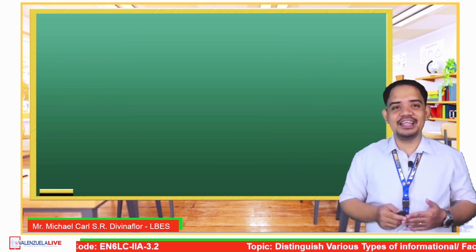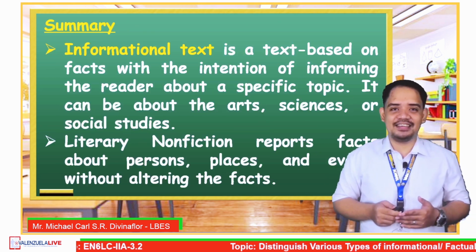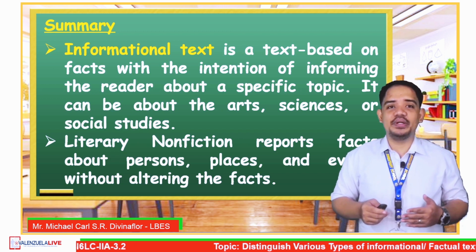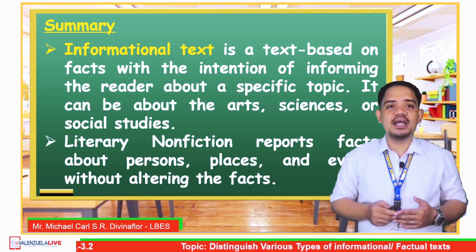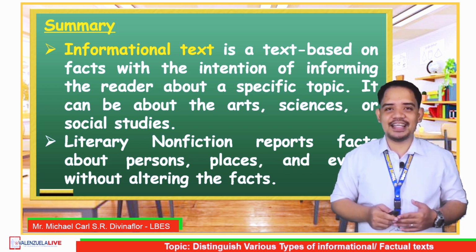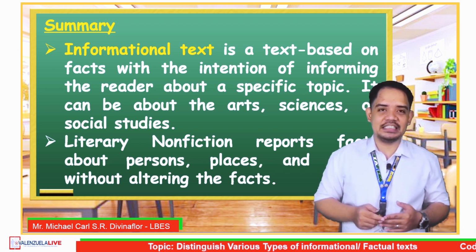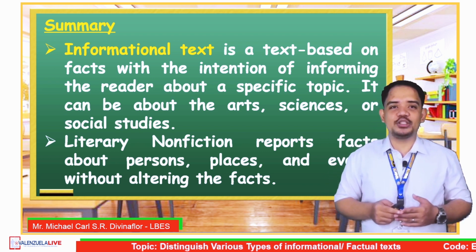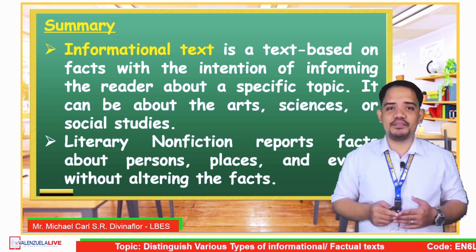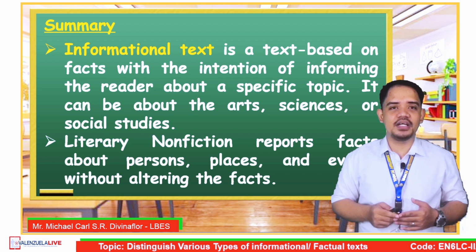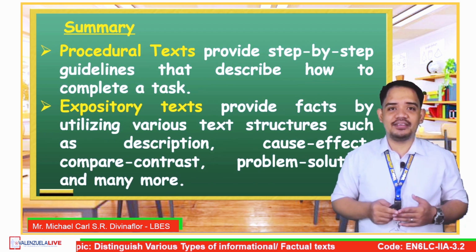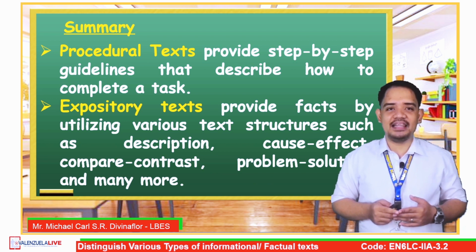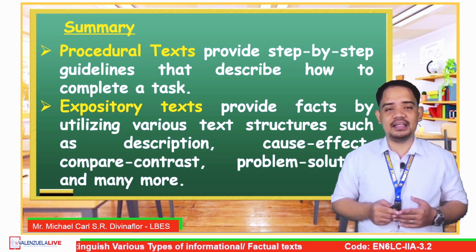In summary, informational text is a text based on facts with the intention of informing the reader about a specific topic. It can be about the arts, sciences, or social studies. Literary nonfiction reports facts about persons, places, and events without altering the facts. Procedural text provides step-by-step guidelines that describes how to complete a task.